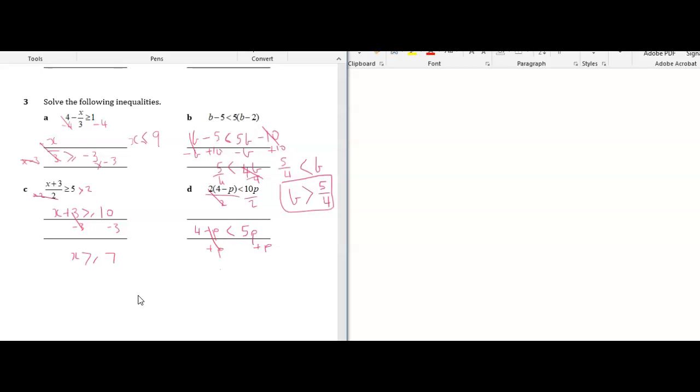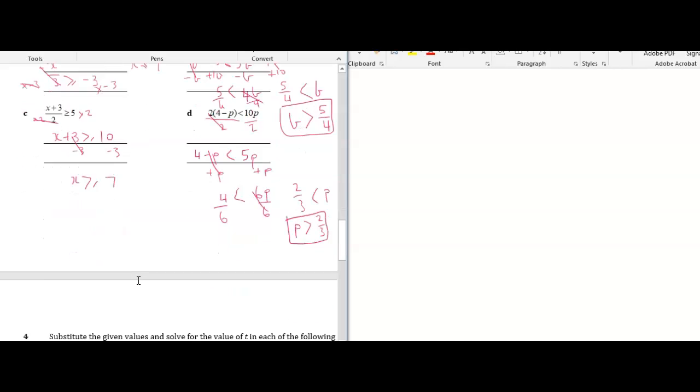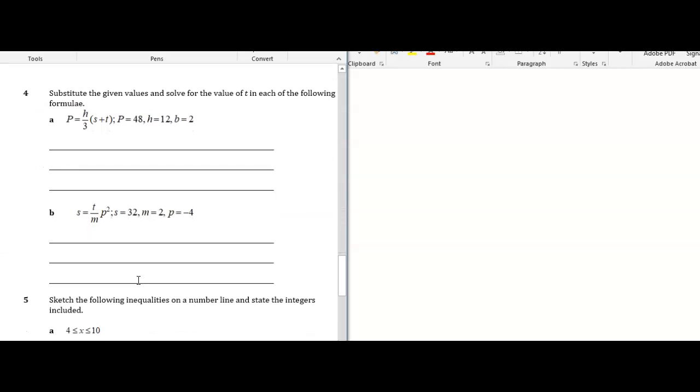So that goes. My inequality sign does not change direction because I was adding a p. 5p plus p is 6p, and then divide both sides by 6. 4 over 6 is the same as 2/3. And if you want, you can write that with p out the front, which is a good habit to get into. Okay, scrolling, question 4.